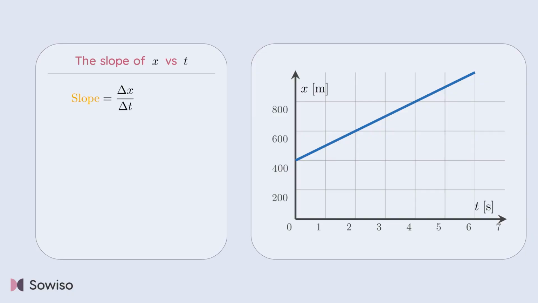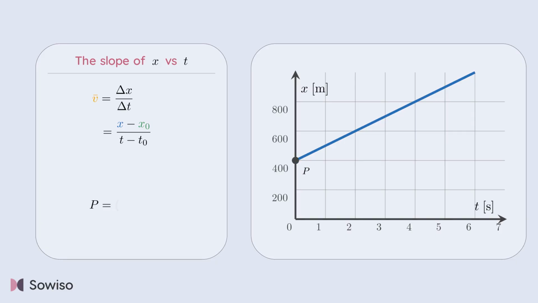The slope of an x versus t graph is defined as the change in x divided by the change in t. In other words, the slope is the average velocity, v bar. Remember that, in calculating the change delta, we always use final value minus initial value. To find the slope, we can pick two convenient points on the line.